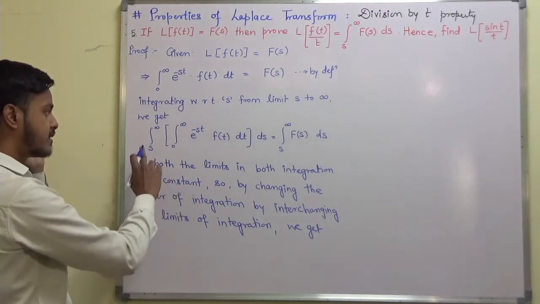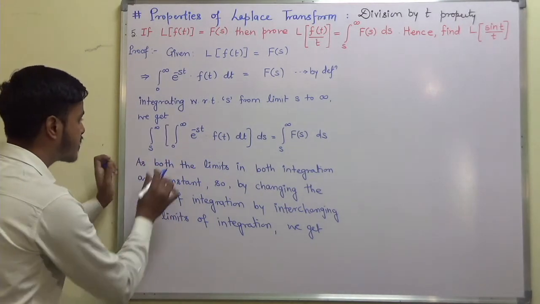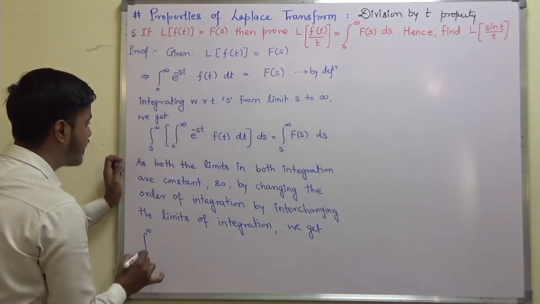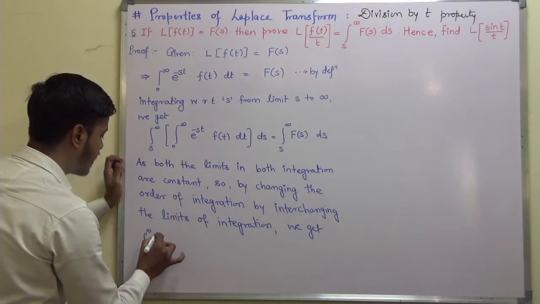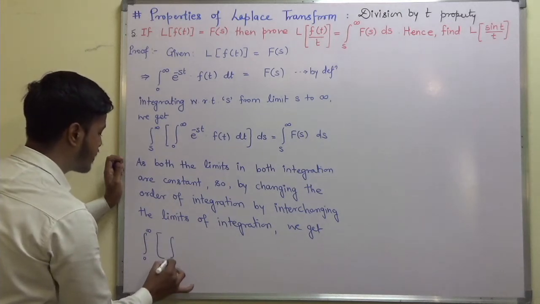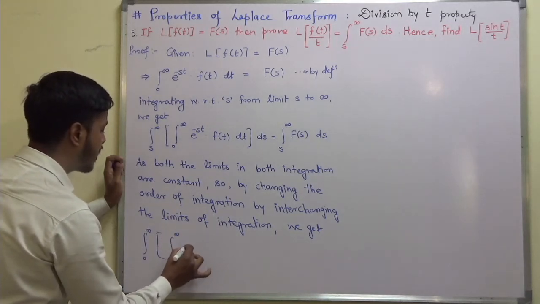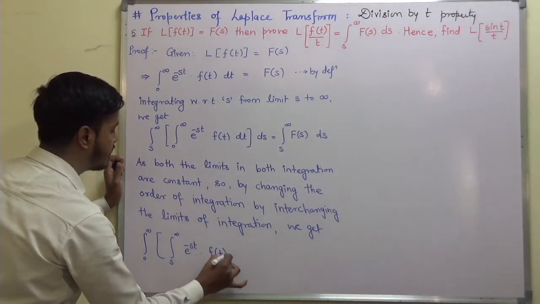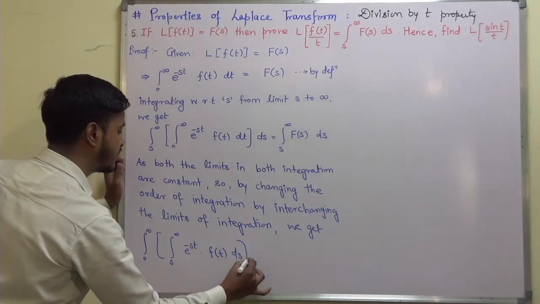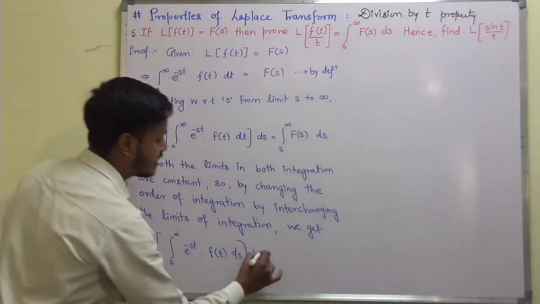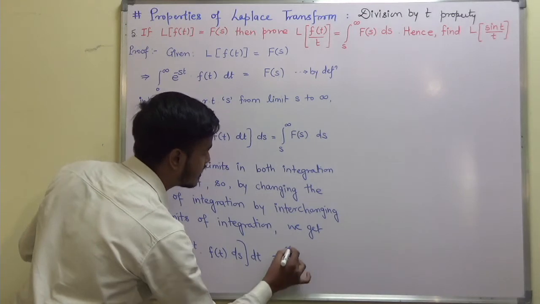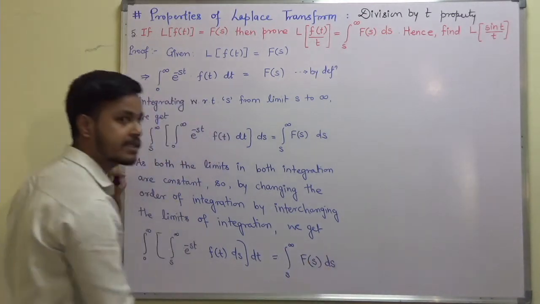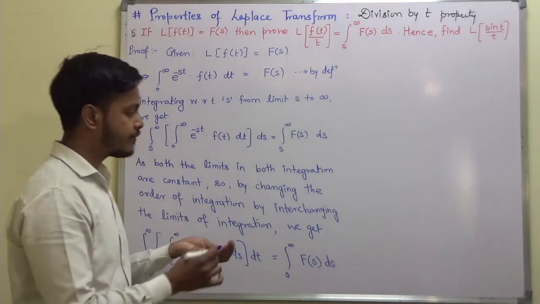Now see here, changing the order of integration. So I will take this outside and write integration 0 to infinity, taking this as integration s to infinity e to the power minus st into f of t ds dt is equal to integration s to infinity f of s ds. Okay.